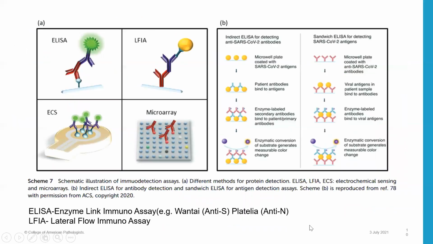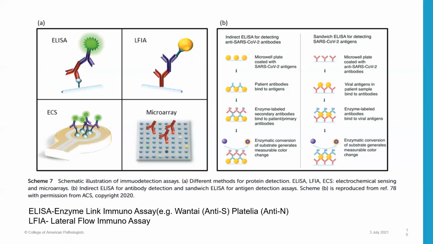And of course, the other type of platform involves the following. So you can see we're more familiar with these terms like ELISA, enzyme-linked immunosorbent assay. So there is an antibody-based kind of test, with an enzyme reporter molecule used to detect the presence of the antigen or the antibody. And then we have the lateral flow immunoassay, and then also the electrochemical sensing, as well as microarrays.